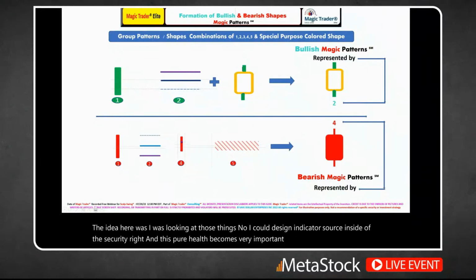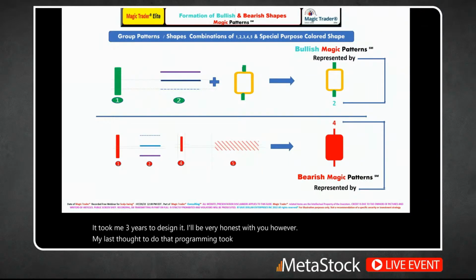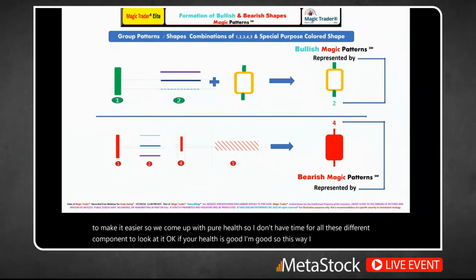So after designing, it took me 3 years to design it. I'll be very honest with you. However, Metastock to do that programming took them 4 months. So it's complicated. So I want to make it easier. So we came up with pure health. So I don't have time for all these different components to look at. Okay, pure health is good. I'm good. So this way I reduce technical analysis time wasting.